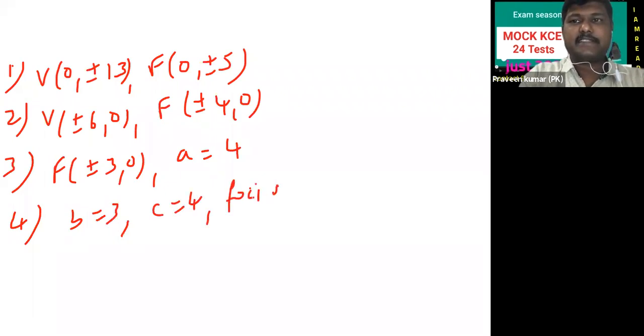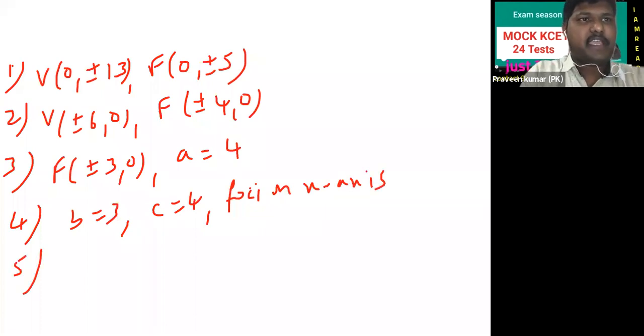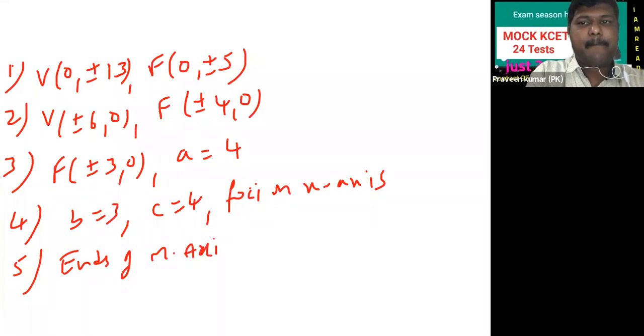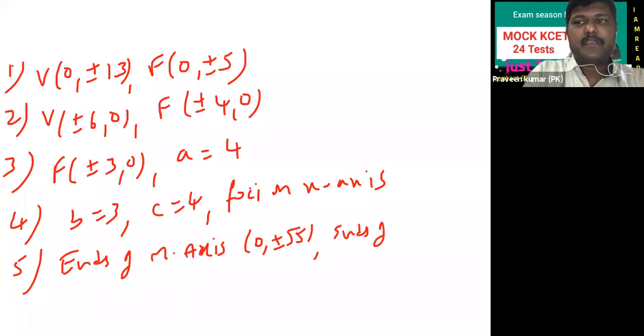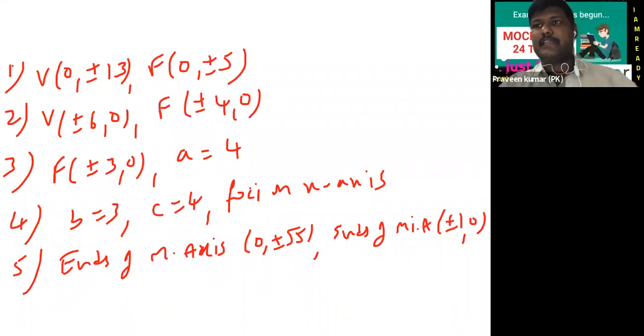Foci on the x-axis. Question number 5, I can give like this: ends of major axis 0 comma plus or minus root 5, ends of minor axis plus or minus 1 comma 0. Okay, like this they give the question.